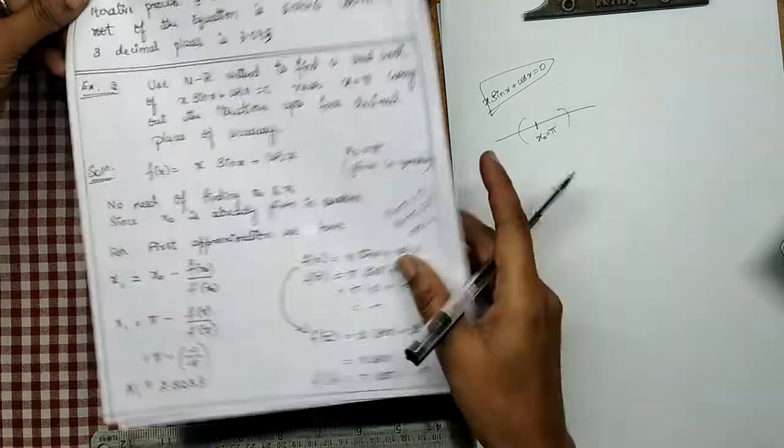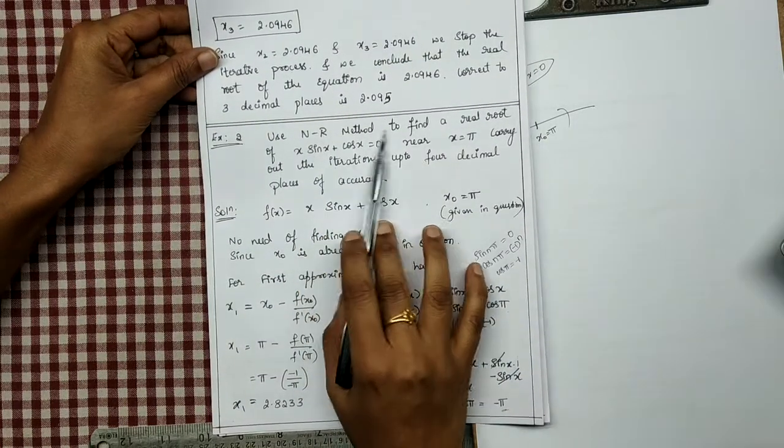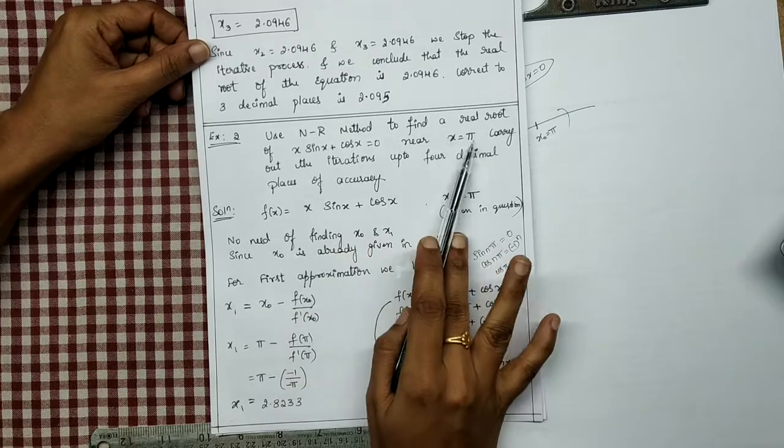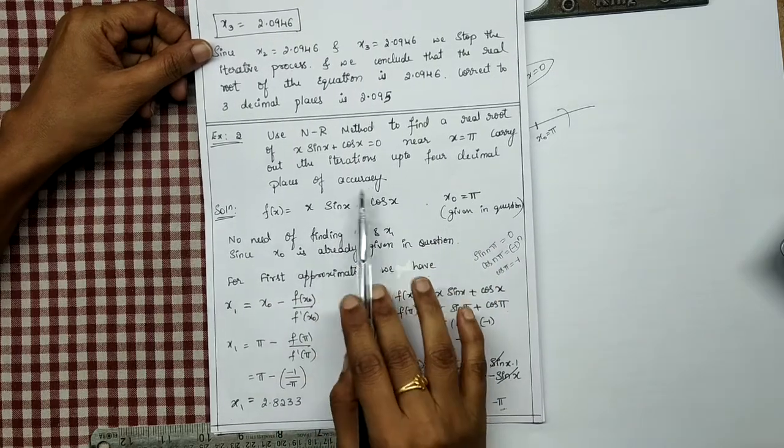Now we'll go for the next example. Use NR method or Newton-Raphson method to find the real root of x sin x plus cos x equal to 0 near x equal to pi. Carry out the iterations up to 4 decimal places of accuracy.